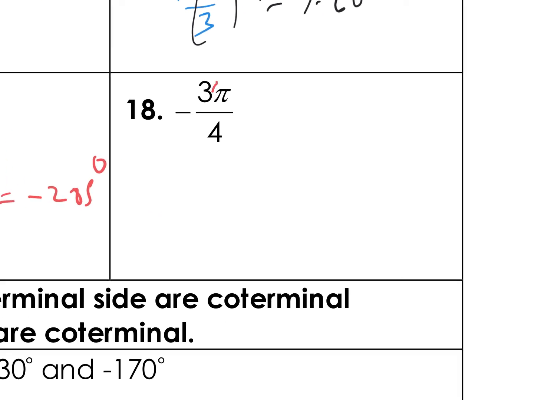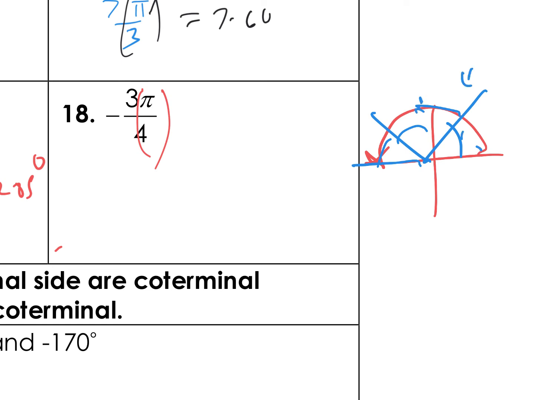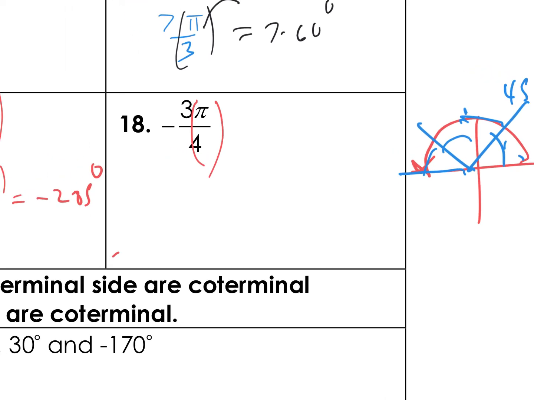Okay, is there a shortcut for the next one? Do we remember what pi over 4 is? Oh, wait, pi over 4 is 45? It is, because if you take all the way to pi, divide that up into 4, here they are, 1, 2, 3, 4. Half of this distance must be 45 degrees. There you go. So 45 times a negative 3 is negative 135. What's the unit? Degrees.